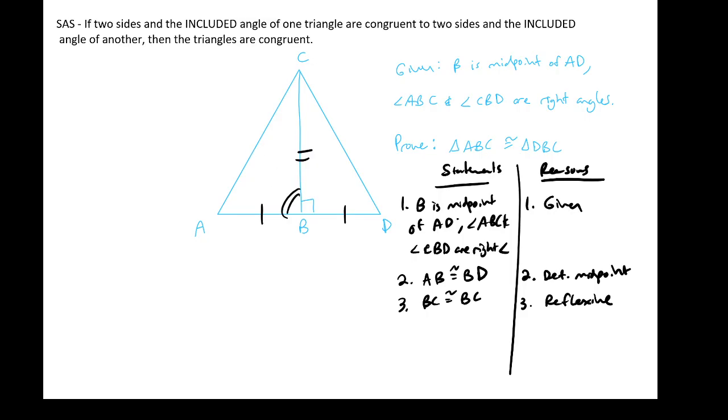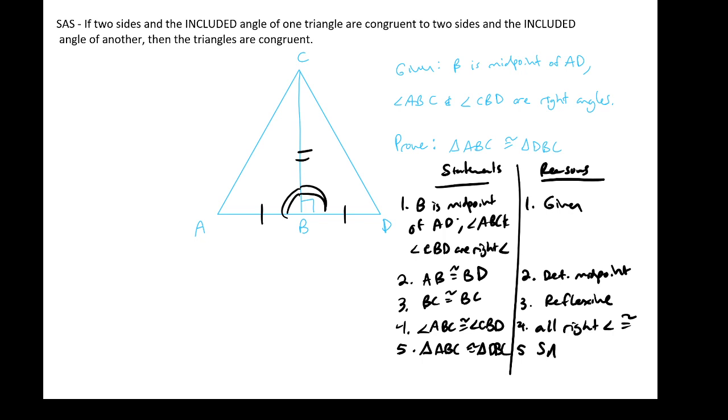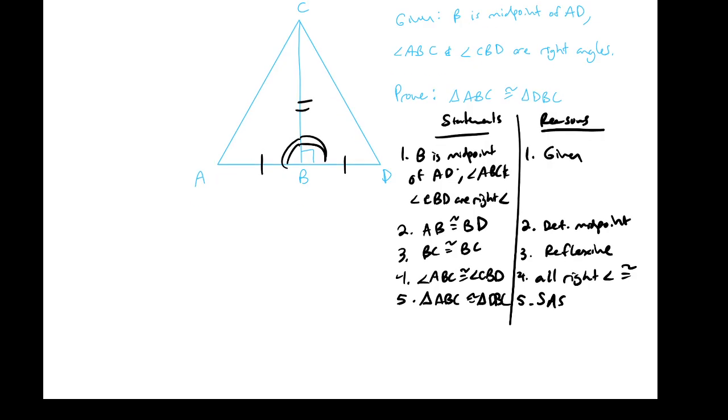So it is sufficient to say that ABC and CBD, these guys are congruent. They're both defined as right angles, and all right angles are congruent. It's actually reasoning we just recently used. Okay, so now we have all 3 things. We have 2 sides and 1 angle, the angle included. Therefore, we can say that triangle ABC is congruent to triangle DBC, and that's from the side angle side postulate. Side angle side, triangle congruence.